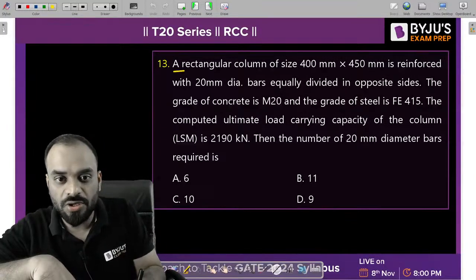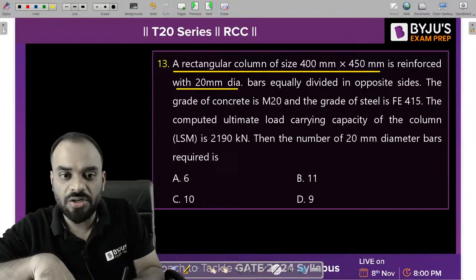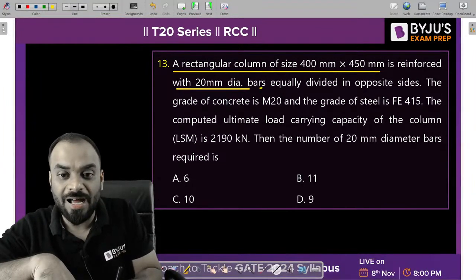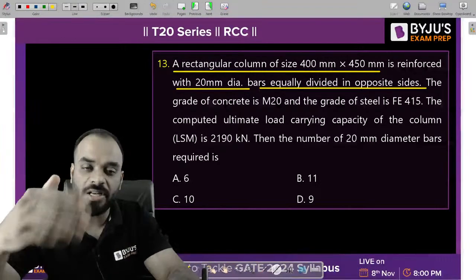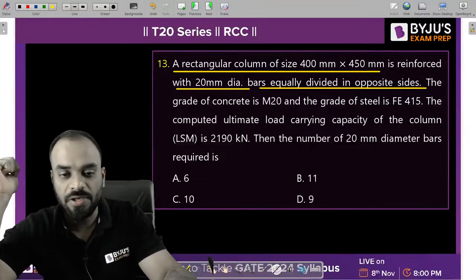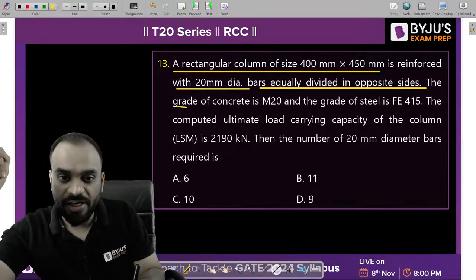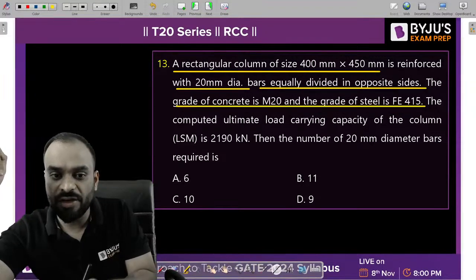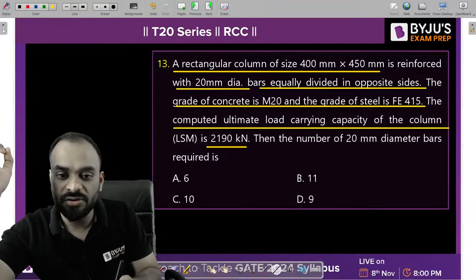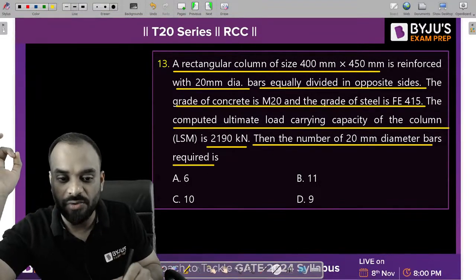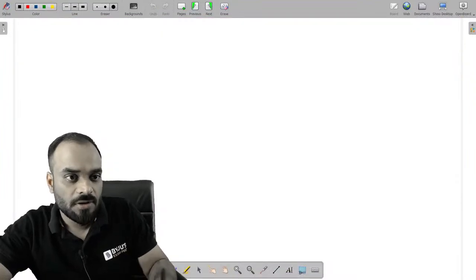Okay. So a rectangular column of size 400 cross 450 mm is reinforced with 20 mm dia bars, and these bars are equally divided on opposite sides. That means if you are providing 5 bars over here, then the 5 bars should be in front of that also. It should be equally divided, not unequally. The grade of concrete is M20, steel is Fe415. The computed ultimate load carrying capacity of the column is 2190 kilonewton. Then the number of 20 mm dia bars required is equal to how much? Very simple thing. Let's solve the problem.